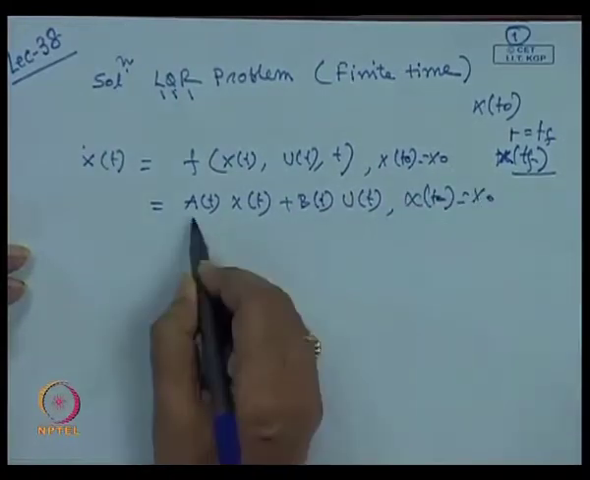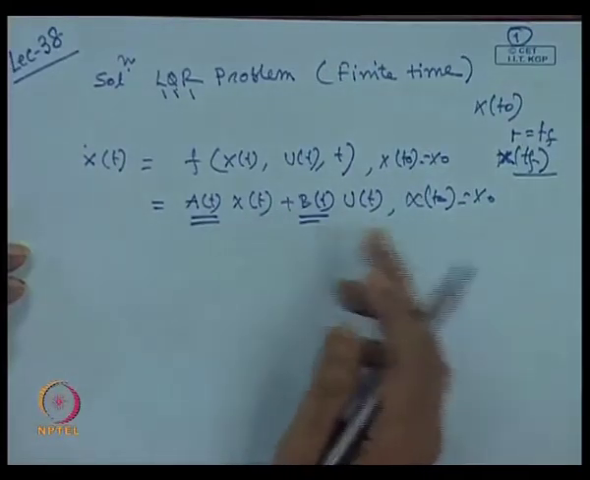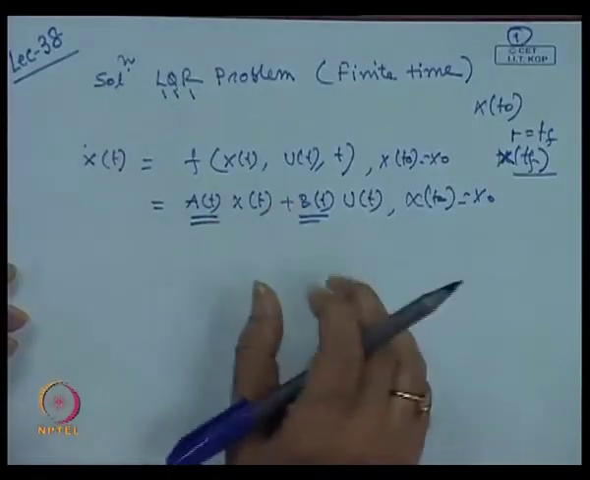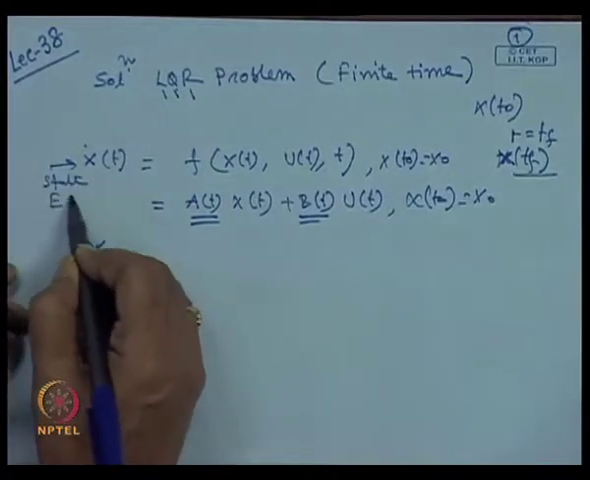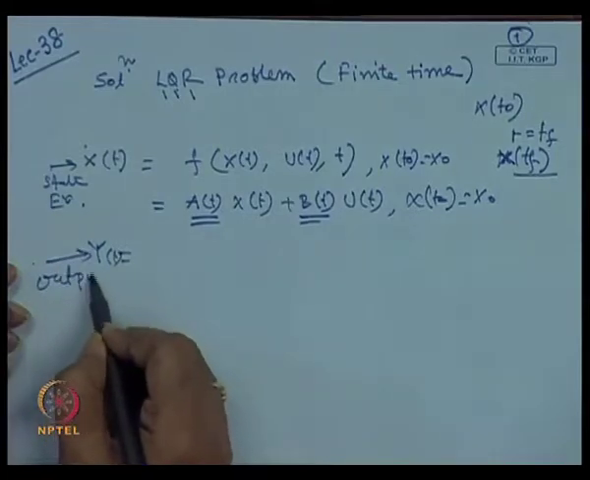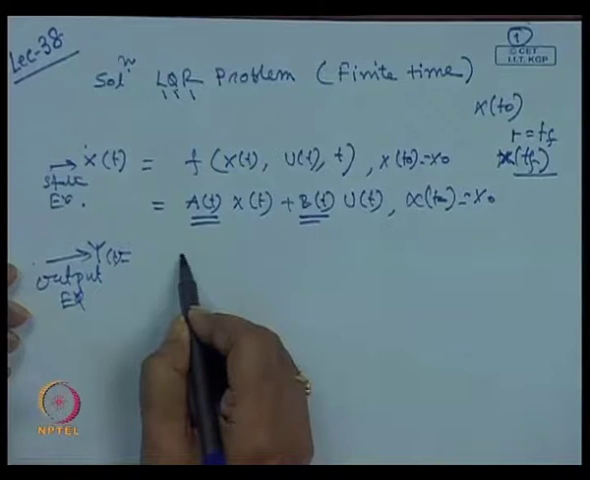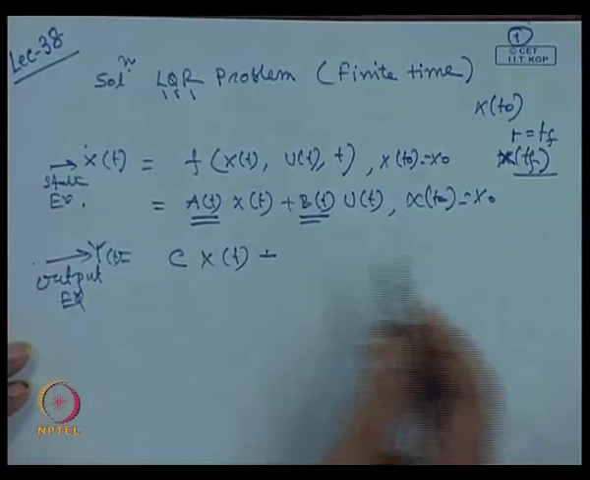to x 0. We have assumed that our system matrices A and B are functions of time, varying parameter matrices, and if it is time invariant, then A of t is constant, all the elements of the matrix A of t are constant, they do not change with time. So, this is the state equation, and this is the output equation, C into x of t, or you can write simply C x of t.